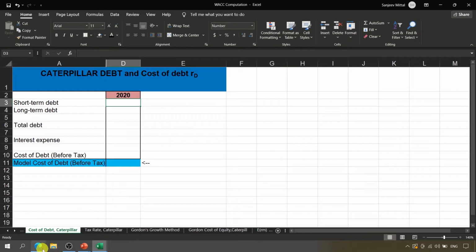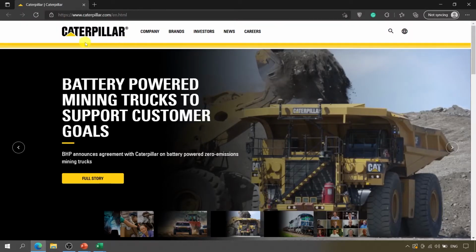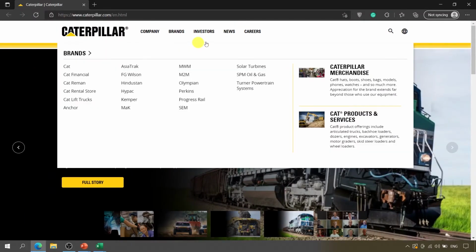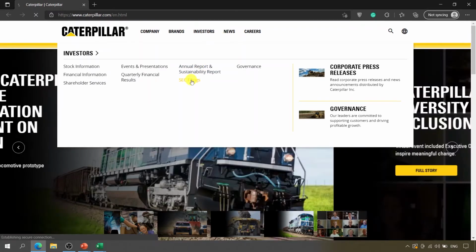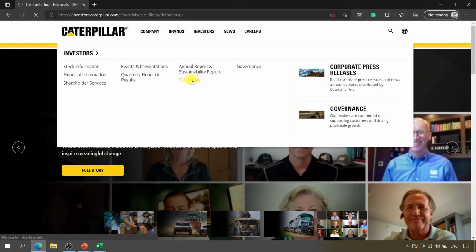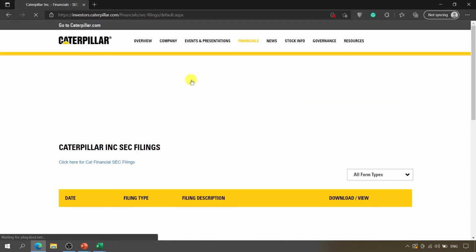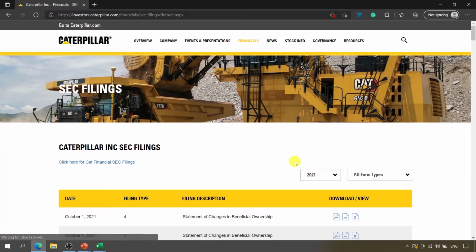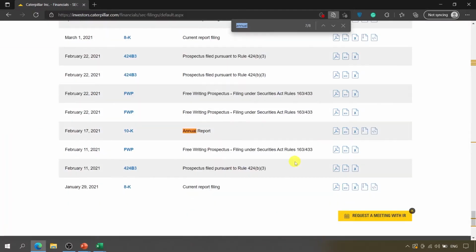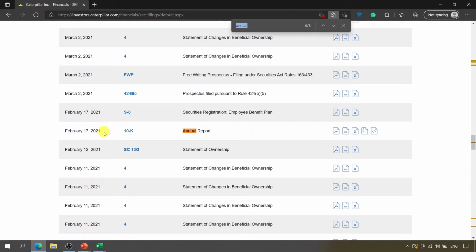For that reason, we shall go to the website of Caterpillar Incorporation. On that particular website, inside the investor section, we shall go to SEC filings, and inside the SEC filings, we shall choose the year 2021 because the annual report for the year 2020 is being presented in the year 2021. And if you find the annual report, we can simply go and see that the annual report 10K is here.